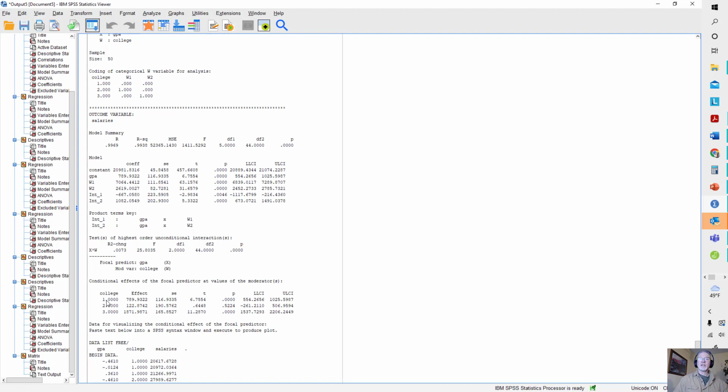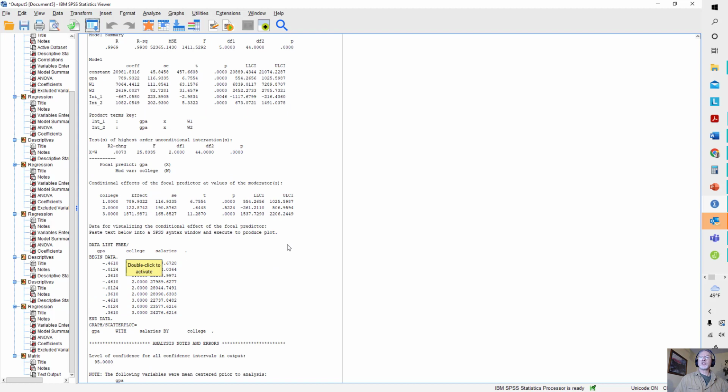What's really cool is that it does the same thing as a hierarchical regression here, pulling together the two interaction terms to give you your interaction for both of these together. And so that allows you to say that the interaction of college by GPA with 2 and 44 degrees of freedom gives you an F of 25.8, which is statistically significant.